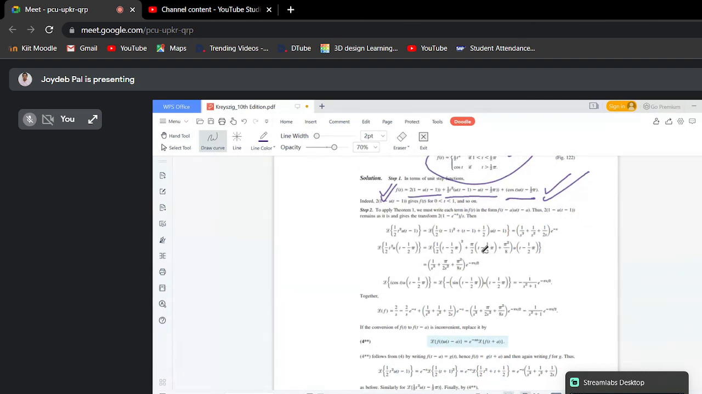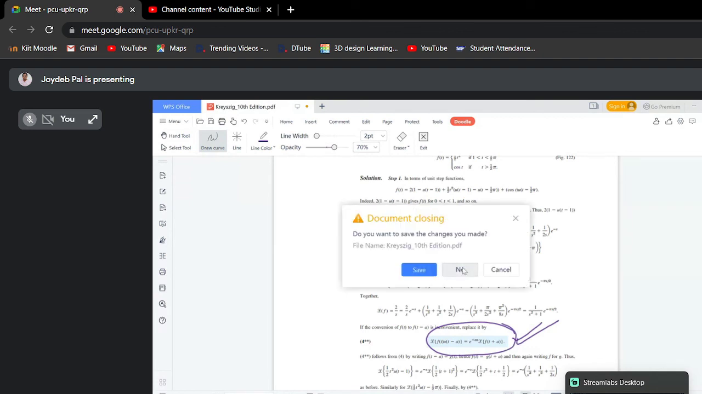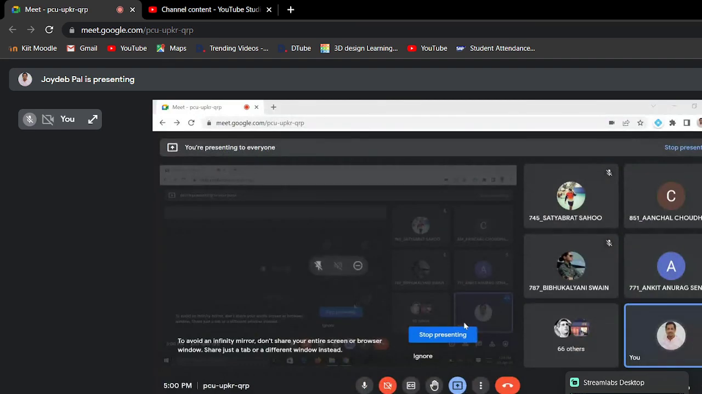This form is also needed. It is the modification of the t shifting theorem. That is also needed. You can remember this. In the next class we will solve numeric problems.